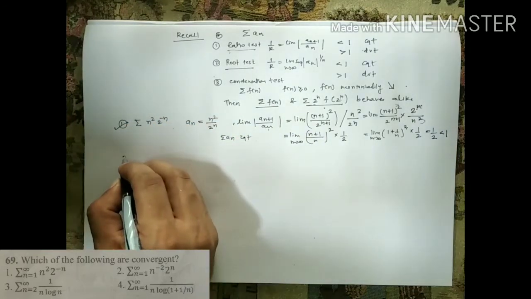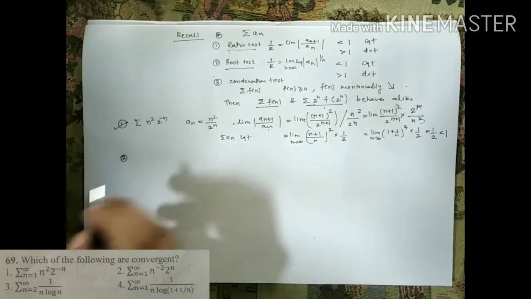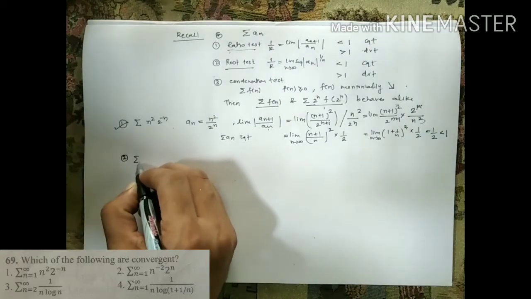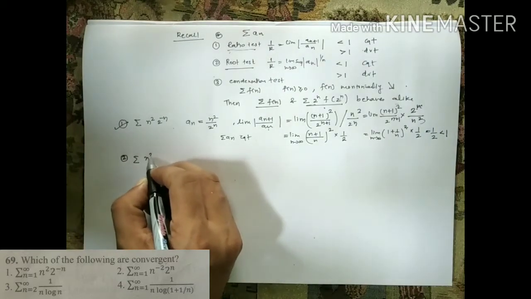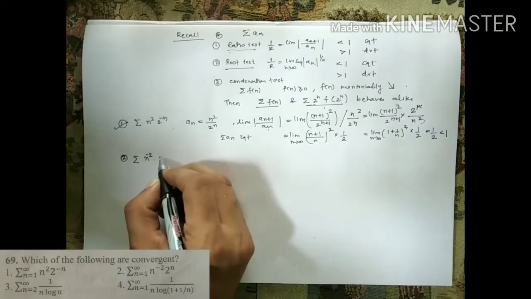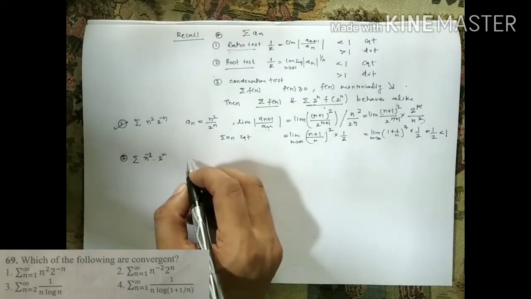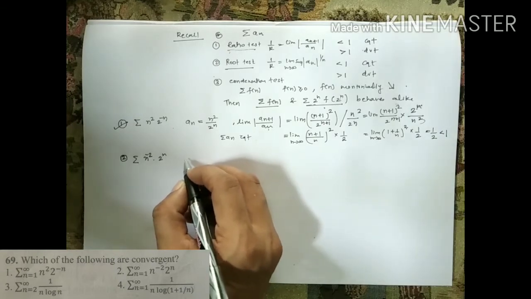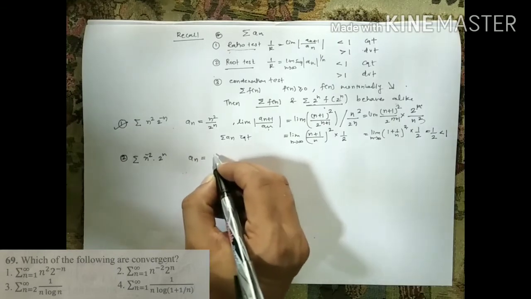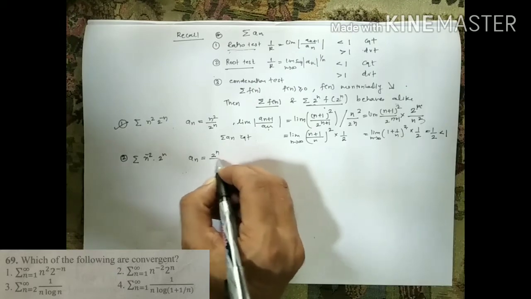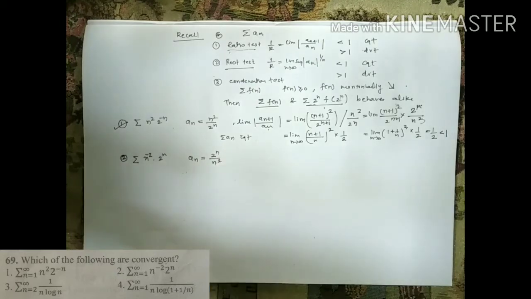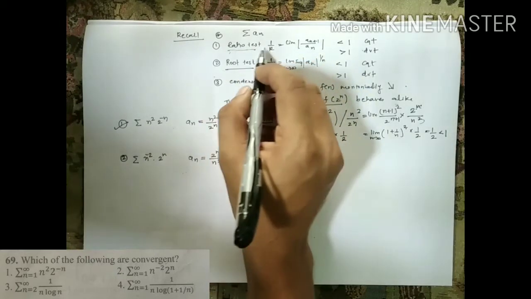Now let's look at the second option. What does the second option say? The series they have given is n raised to minus 2 into 2 raised to n. Now look at this. What is a_n in this case? a_n is 2 raised to n upon n square. Again, we will try to use the ratio test.